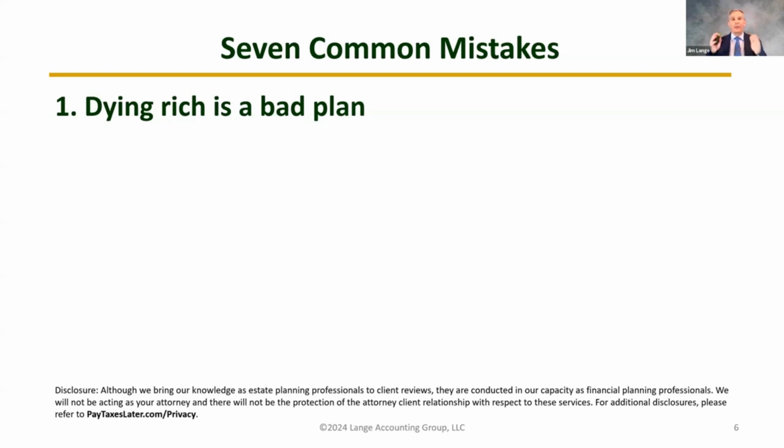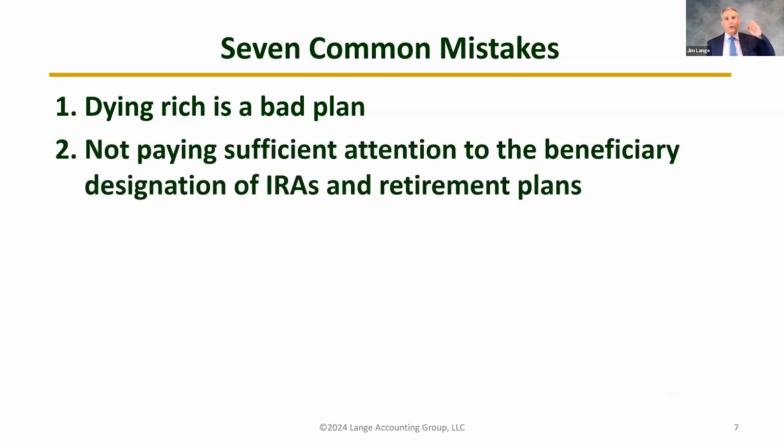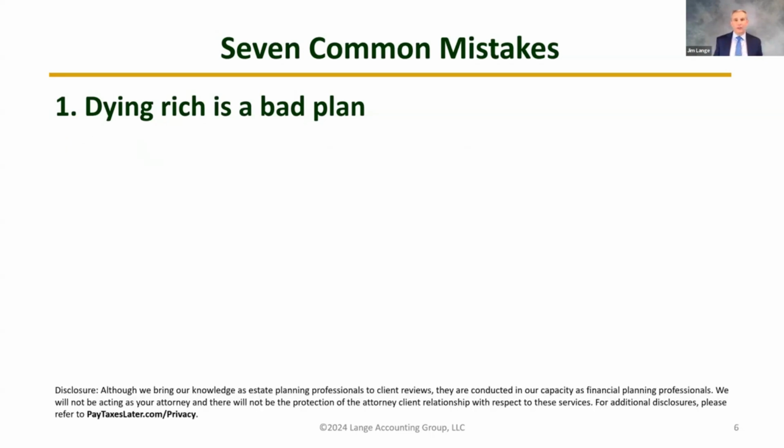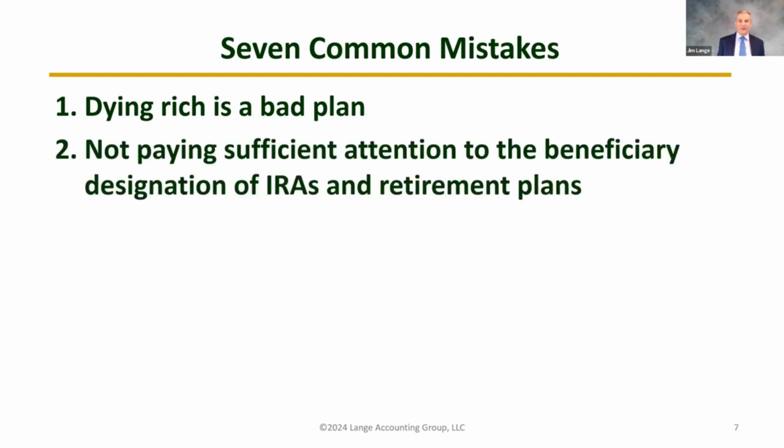Rather than going through mistake by mistake by mistake, I actually redid this. So I'm going to talk about all 7 mistakes, so you'll know which ones I was planning to talk about, and then I'll just get to the ones that I have time on. So okay, number 1, dying rich is a bad plan, not a good plan. It's a bad plan for reasons that I'm going to go into.